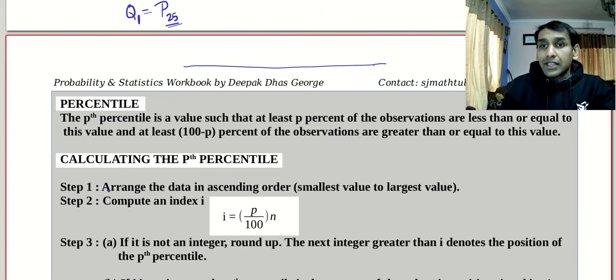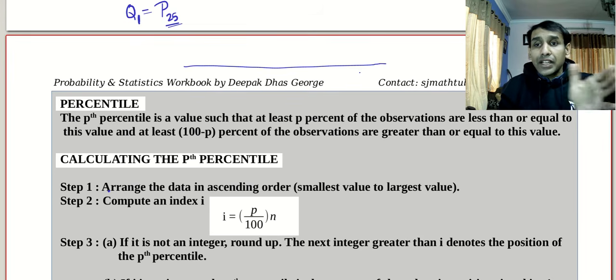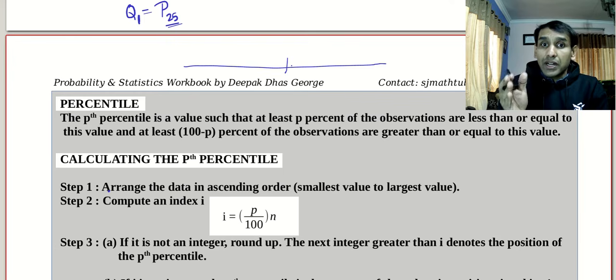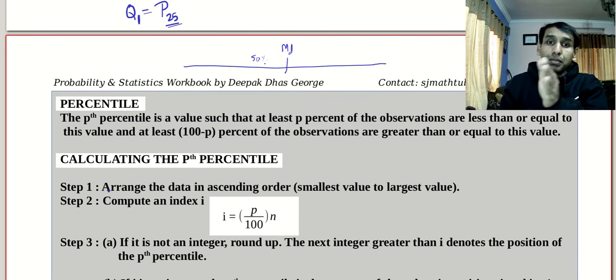So basically, given a data set, you arrange it in ascending order. If you are able to find a number which can divide it into two equal parts, then that number will be called median. That means median is nothing but the 50th percentile, because 50% data will be before the median and 50% data will be after the median. So median is nothing but P50.